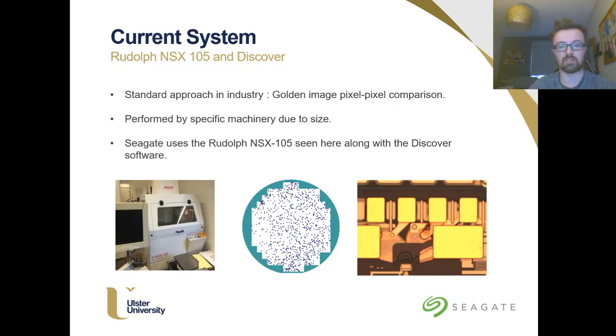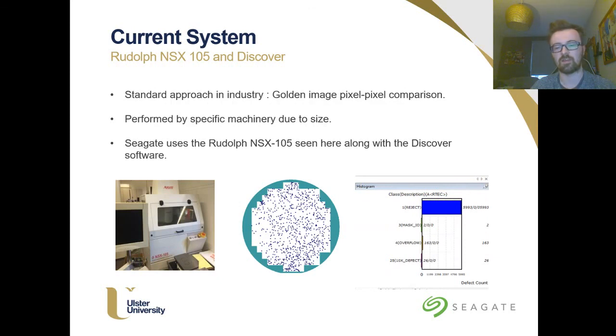The standard approach in the industry is a golden image pixel-to-pixel comparison. It's performed by specific machinery due to its size. Seagate uses the Rudolph NSX-105 here. A critical problem with this is that for each new product or design change, a full new set of golden images is needed for each die point, requiring many man-hours, and also the system cannot correctly classify a defect type, rather sending it as a type 1 reject.